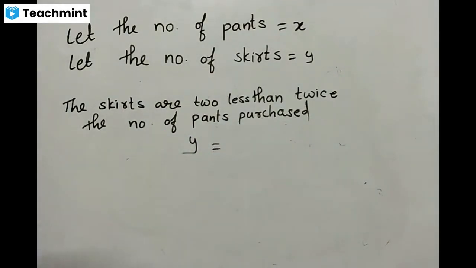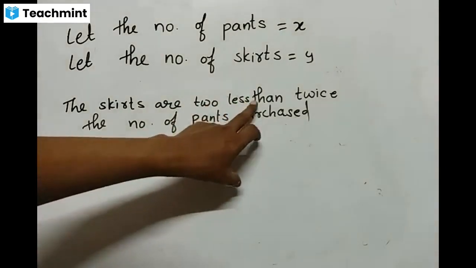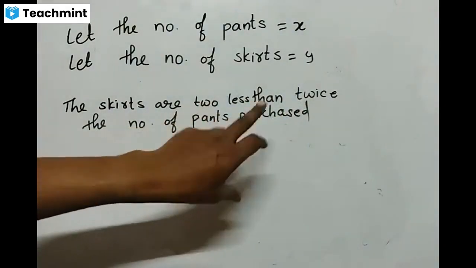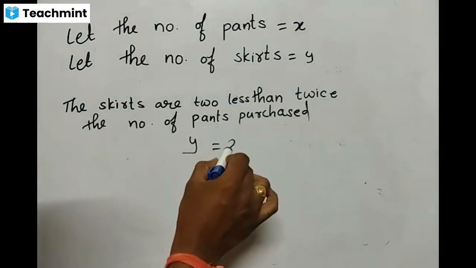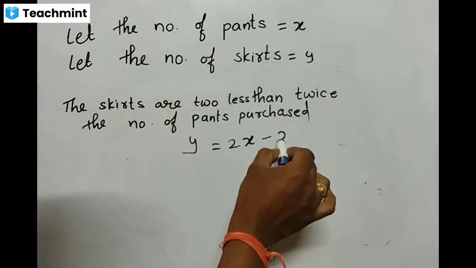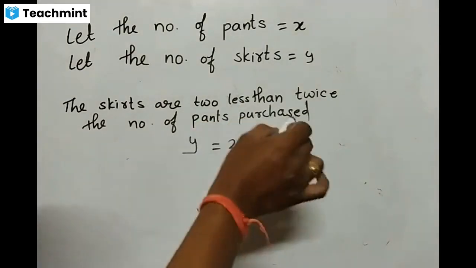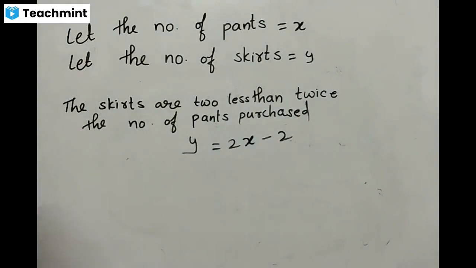She was not saying directly, I brought 10 skirts or I brought 20 skirts. She was saying it like a statement: the skirts I purchased are two less than twice the number of pants I purchased. For example, I purchased X pants. Twice of it is 2x. From that, we have to subtract 2. 2x minus 2. So this is the skirts I purchased.